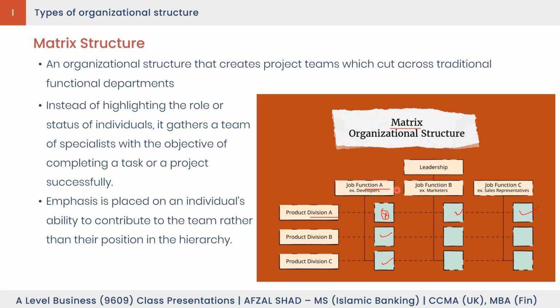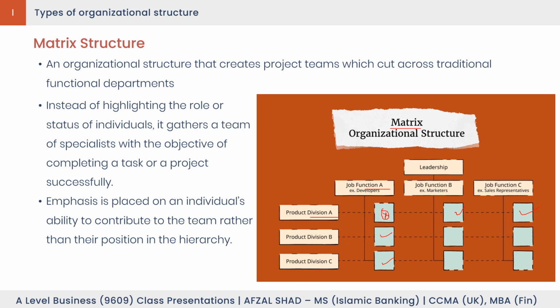The manager of function A can give the task to this person as well. The manager of division A can give the task to this person as well. So we can get orders from multiple bosses at the same point. Apparently, it seems a very complex structure. It seems like we cannot work in such structures when there are three bosses.